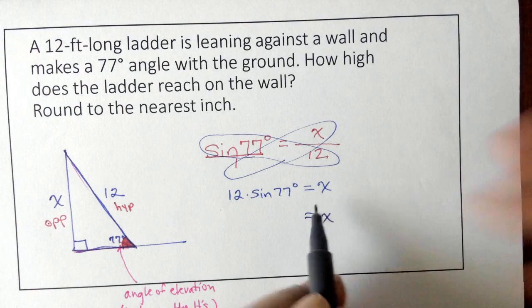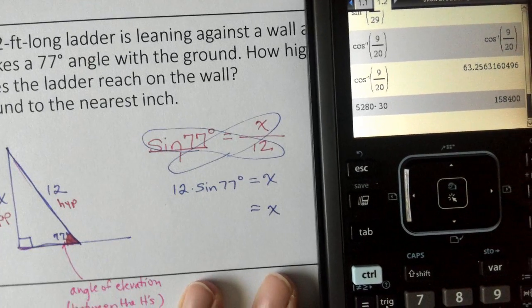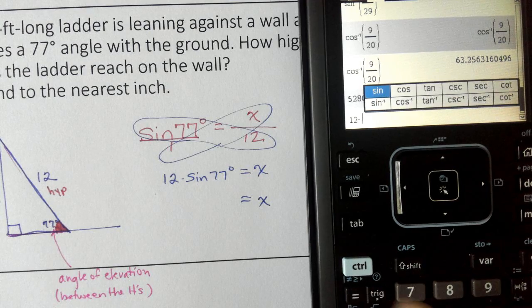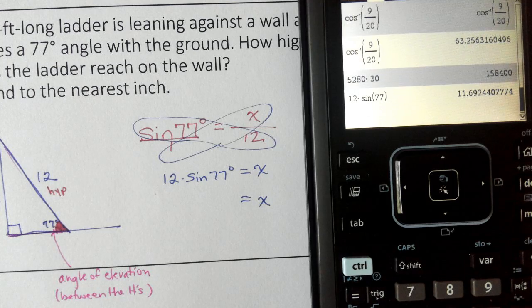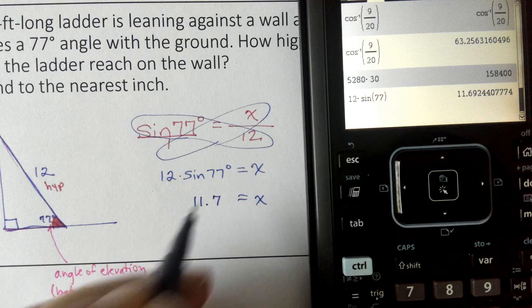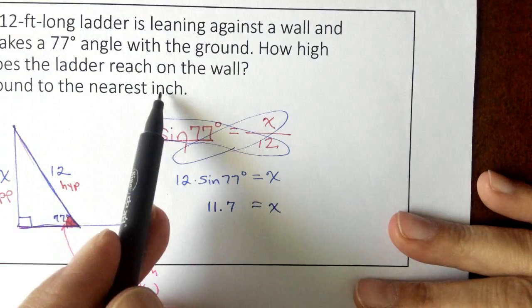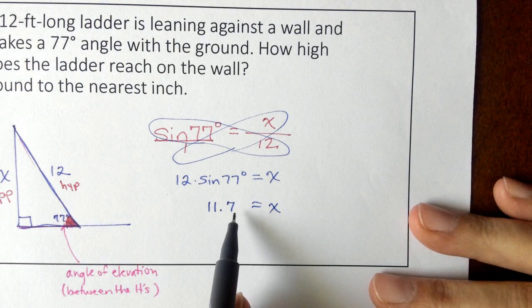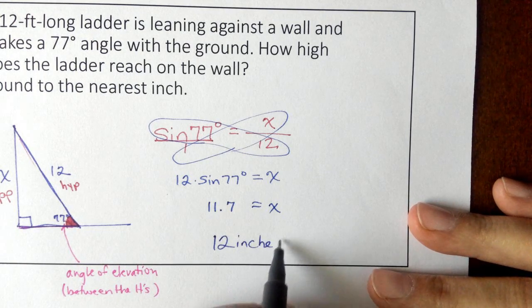That's going to require a calculator. We'll pick up our handheld this time since it's handy, and do 12 times the trig button sine 77, and that's equal to about 11.69, 11.7. Now, it says here to round to the nearest inch. Well, that's a whole number of inches. 7 is bigger than 5, so that means we're going to round this up to about 12 inches.